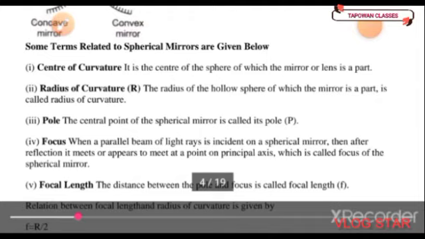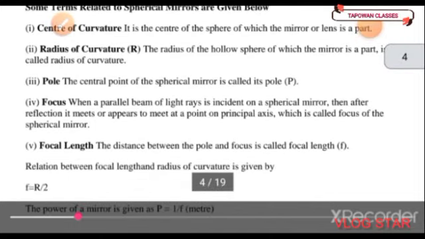What is the center of curvature? The center of the sphere of which the mirror or lens is a part. And the radius of curvature is the radius of the hollow sphere of which the mirror is a part. And the pole, the central point of a spherical mirror, is called the pole. And the focus: when a parallel beam of light rays is incident on a spherical mirror, then after reflection it meets, or appears to meet, at a point on the principal axis. That point of a spherical mirror is called the focus.